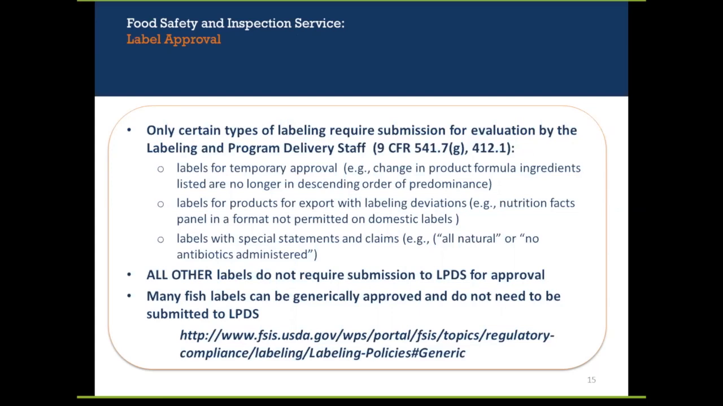Or, and this is the most likely type of label that you'd be submitting to the labeling staff for review, labels with special statements or claims. For example, all natural, or animal-raising claims such as no antibiotics administered. Also, negative claims like gluten-free or no preservatives are considered special statements or claims, and therefore, when stated on a label, the label must be submitted to the labeling staff for approval. Now, additional guidance on what qualifies as a special statement or claim is available on FSIS's website shown on this slide.